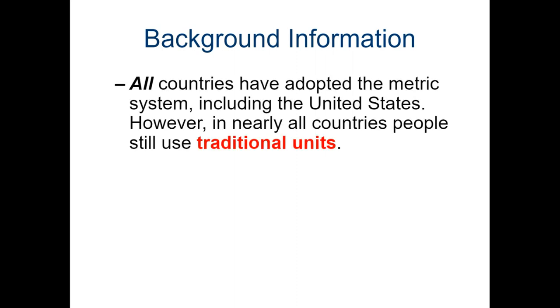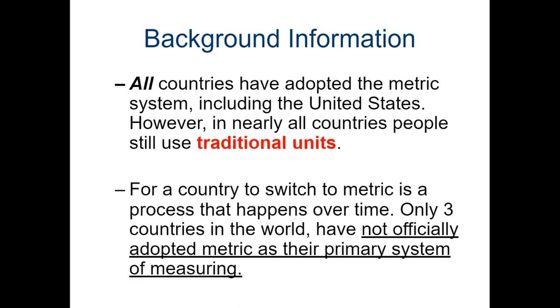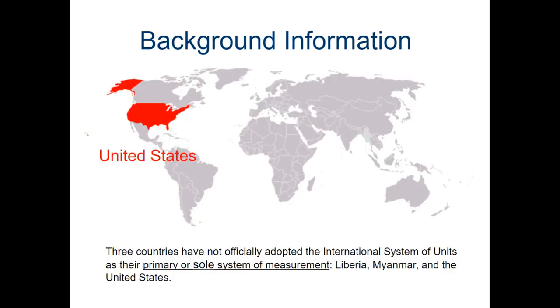A little bit of background information. So all countries have adopted the metric system, including the United States. However, in nearly all countries, people still use traditional units. For a country to switch to metric is only a process that happens over time. Only 3 countries in the world have not officially adopted the metric as their primary system of measurement. Those countries are the United States, Liberia, and Myanmar, formerly known as Burma.